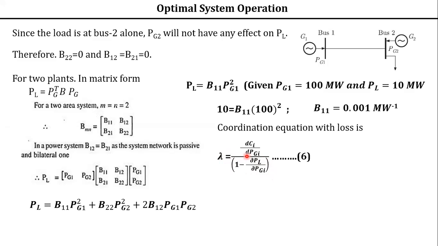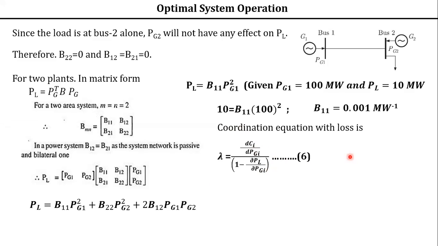This is nothing but your exact coordination equation, which we have derived in the last class. Understood? So from this equation, you can call this the coordination equation, lambda of (1 minus ITLi) is equal to ICi, a further simplification of equation 6. Okay, this is what we got.